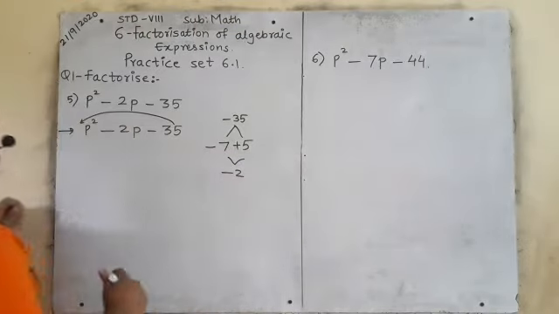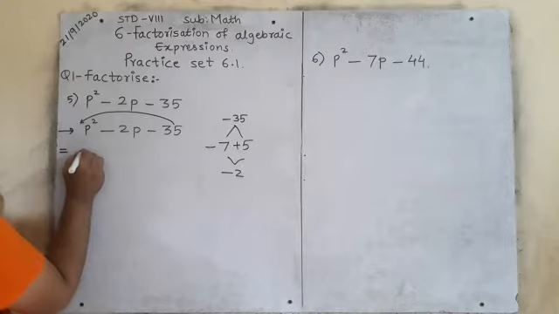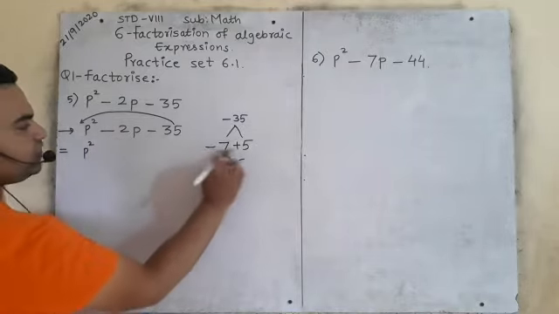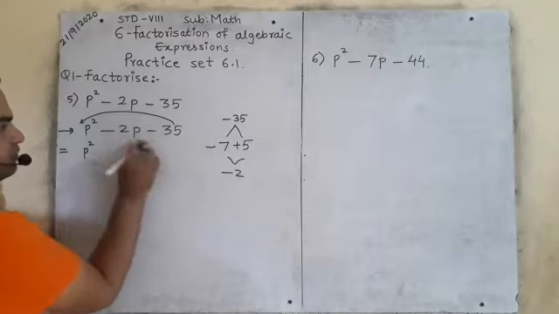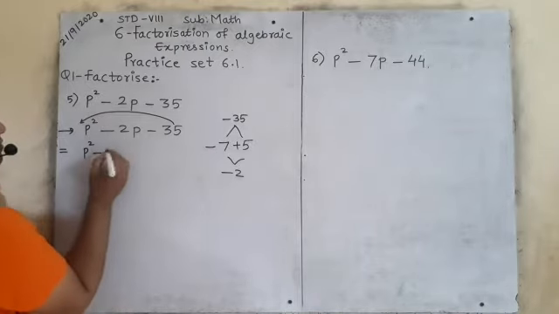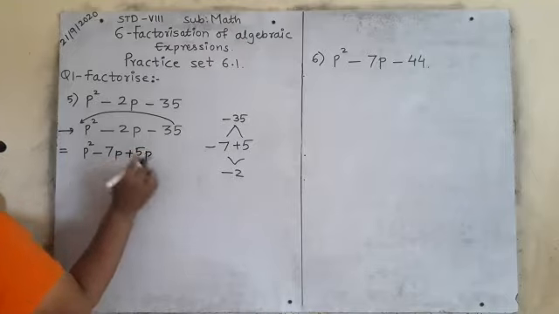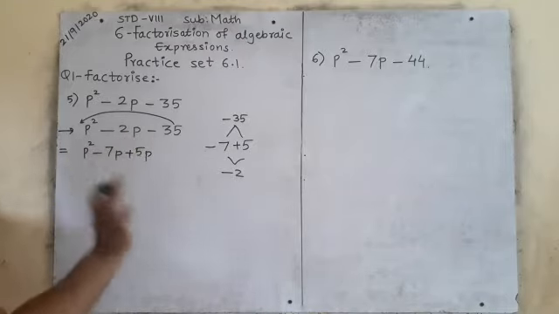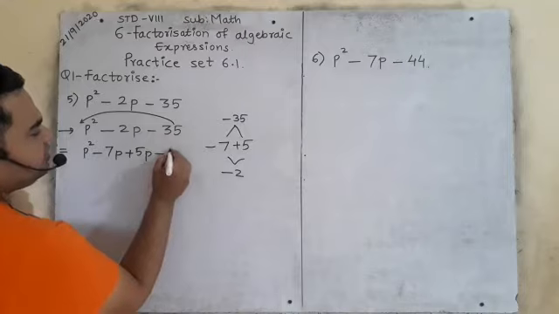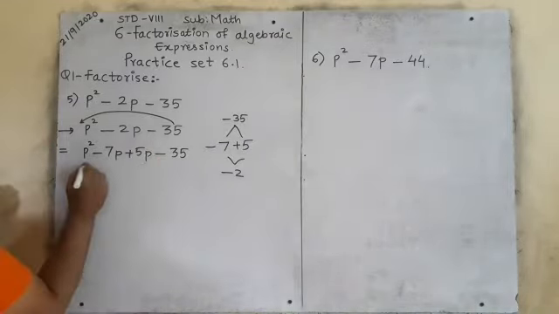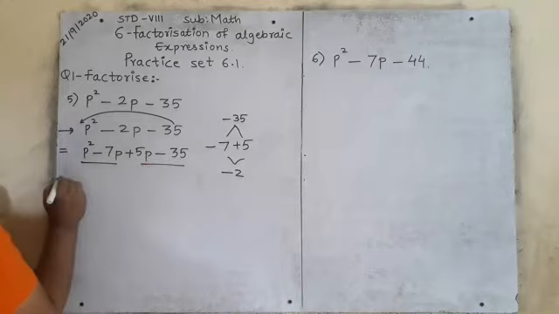Is it clear? Now we will write the first term as it is. We will split the middle term. We will write these two factors instead of this. Minus 7p plus 5p because the value of these two terms is the same. And the third term which is constant, it will be as it is. Is it clear? Now we have to find the common factor.